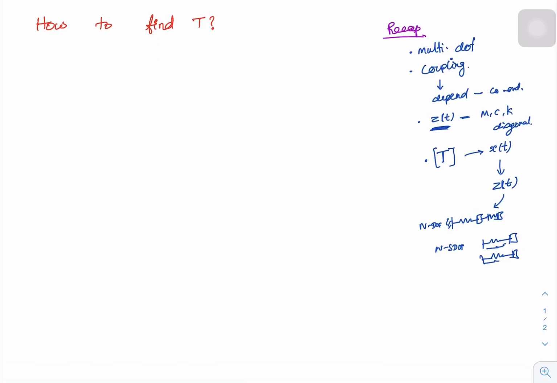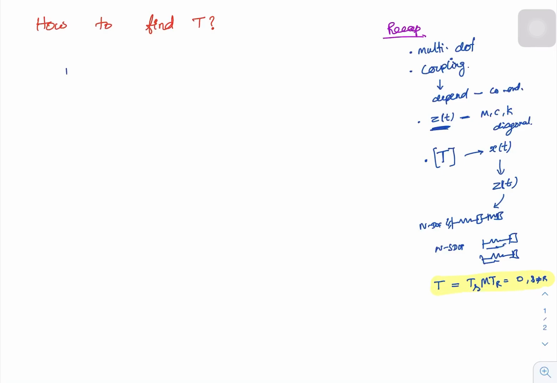Previously we discussed that the transformation matrix has only one condition, on the column vectors of T. The column vectors of T, with respect to any matrix which we want to diagonalize, should follow this rule: when S is not equal to R, that component has to be 0. This is the only condition that we have to impose.